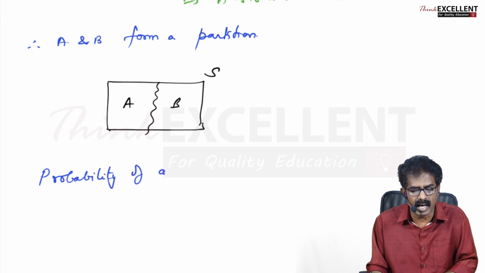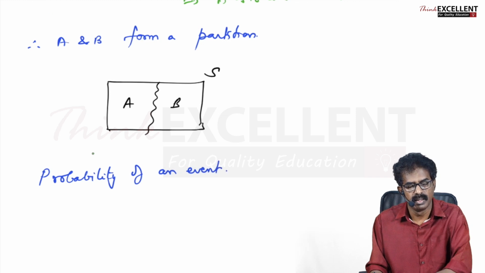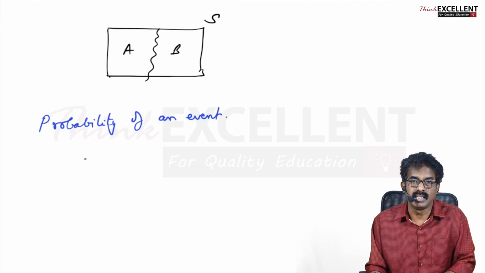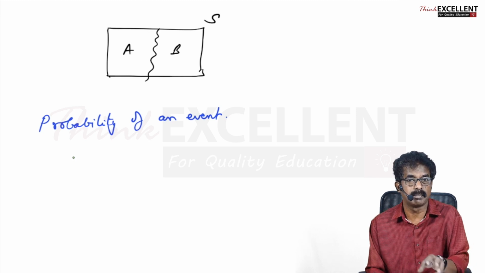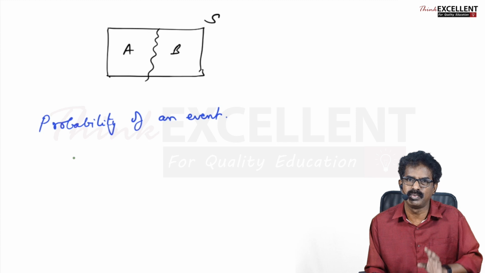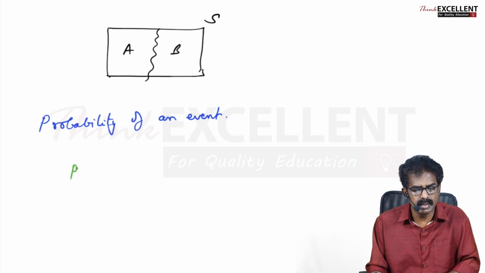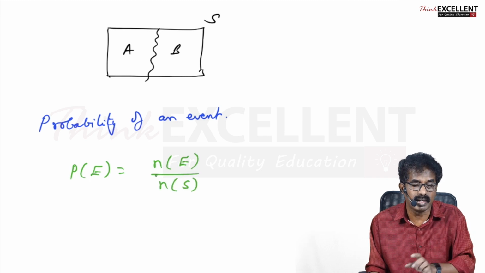Probability of an event. Suppose E is an event. E can be any set; you can take A, B, some capital letter, because an event is a subset of a sample space, and a set is always written with a capital letter, right? Probability of an event is equal to N of E by N of S. N means cardinal number, the number of elements.